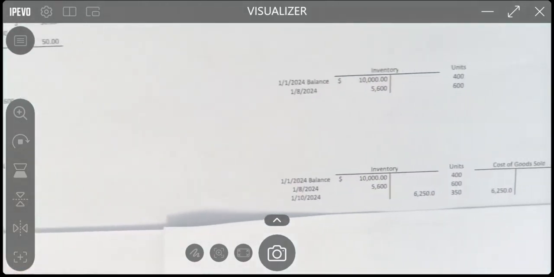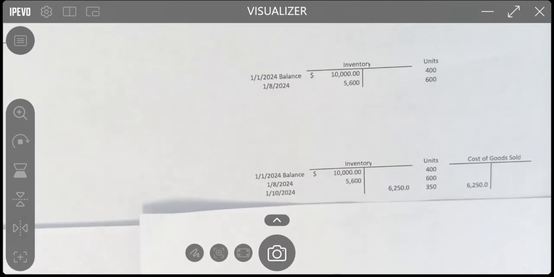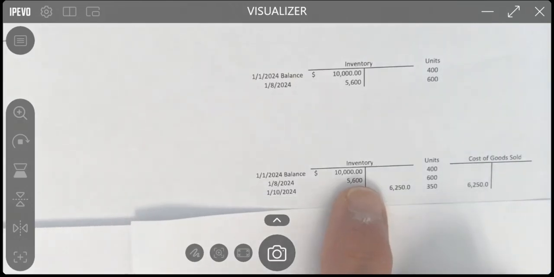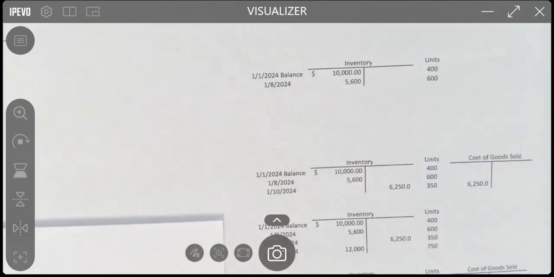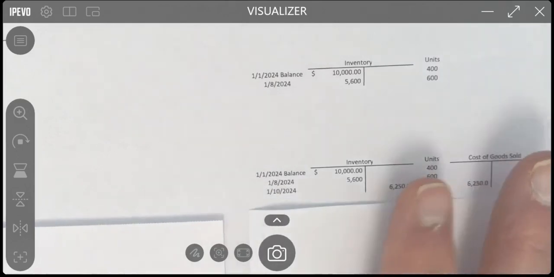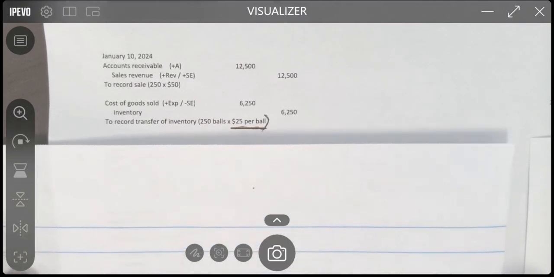And so far in our perpetual ledger, that's what we have. We have 350 units left, balls, and the dollar balance is 15,600 minus 6,250. All right. Sorry, hold off on that for just a moment. Remember our next transaction. That's what we did on January 10th.